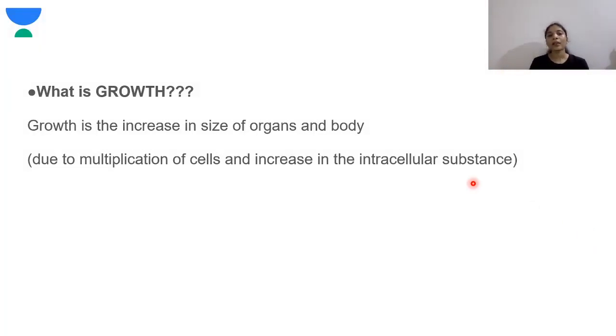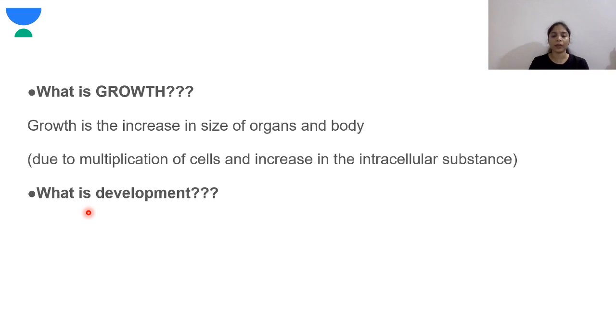What is growth? Growth is the increase in size of organs and body. This occurs because of the multiplication of cells and increase in the intracellular substance. Since there is an increase in the number of cells and the size of the cells, this is a quantitative parameter.